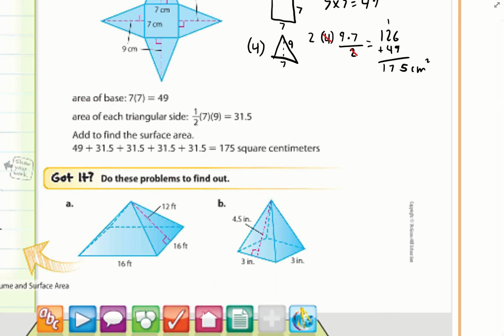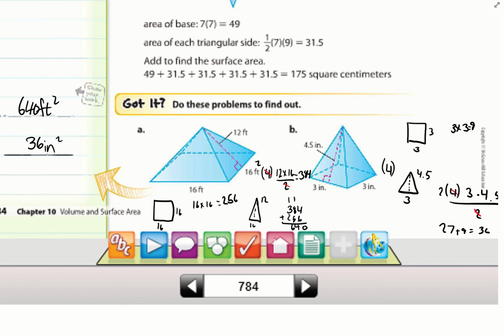So go ahead and try A and B. Find the area of the square base, and then my 4 triangles will be equal, so find the area of the 4 triangles. Go ahead and pause the video. After doing the got it for A, I got 640 feet squared, because my base is 16 by 16, which equals 256. I have 4 triangles, so it's 12 times 16 divided by 2, and I multiply that by 4. I get 384. In total, I get 640 feet squared.